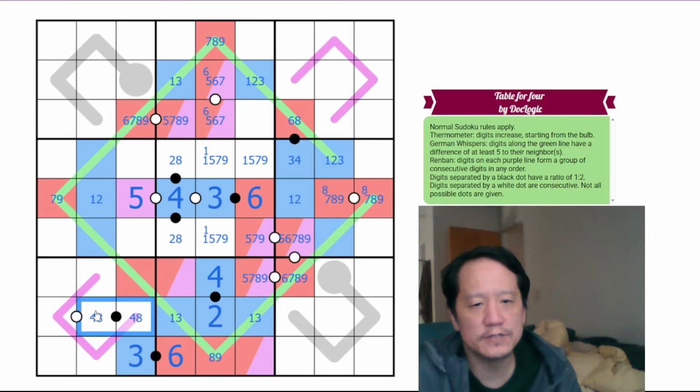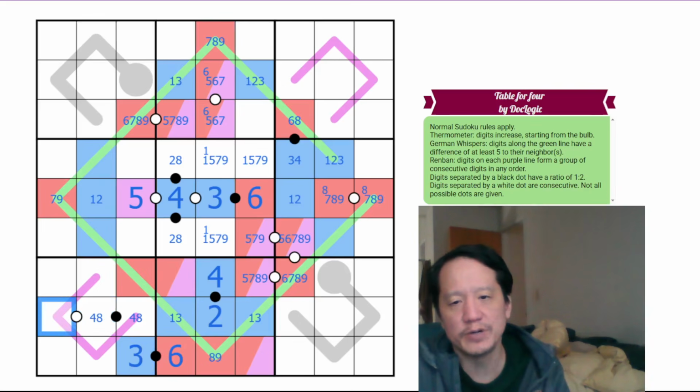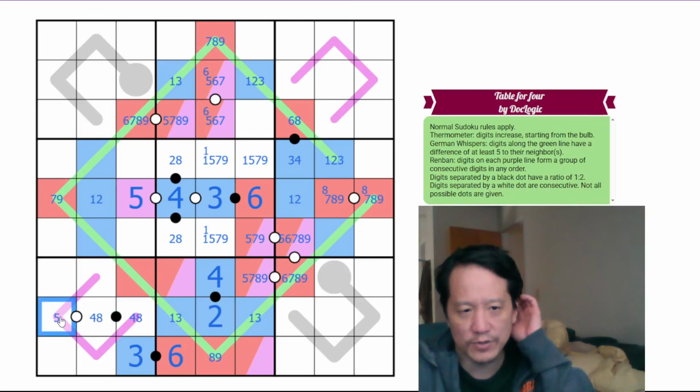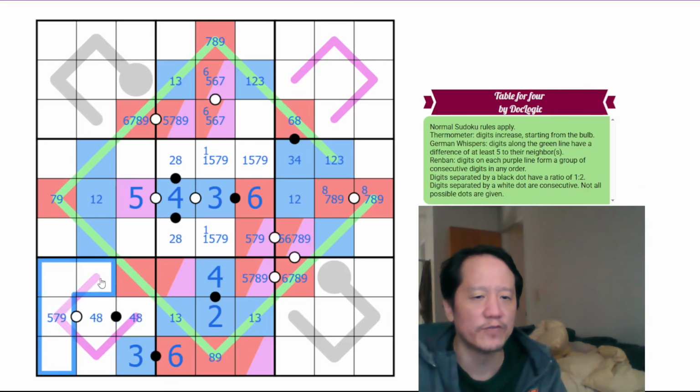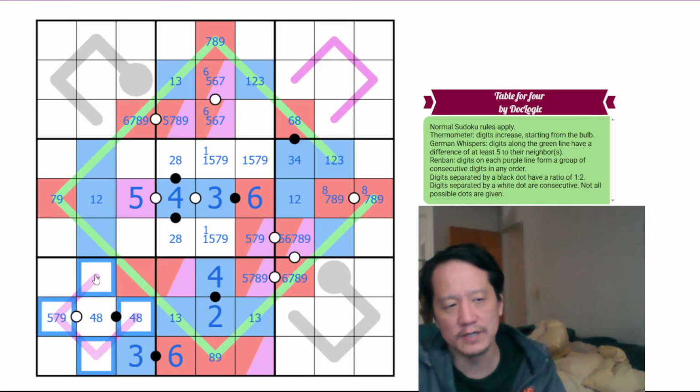4 and 8. 4 can be consecutive with 3 or 5, but this can't be 3 because of 3 in the box, so that would be 5 if that were the case. 8 is consecutive with 7 or 9, so this could be 7 or 9, but if this is 9, you could have 9 would force this to be 8, but then this wouldn't form a consecutive Renban because 9 must be consecutive with 8 only. So this can't be 9, this is 5 or 7.